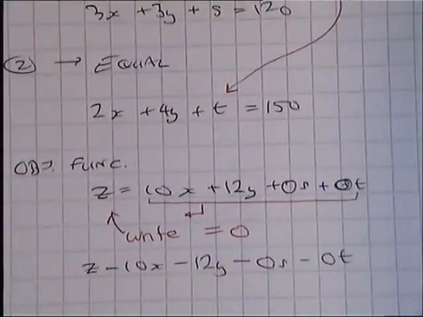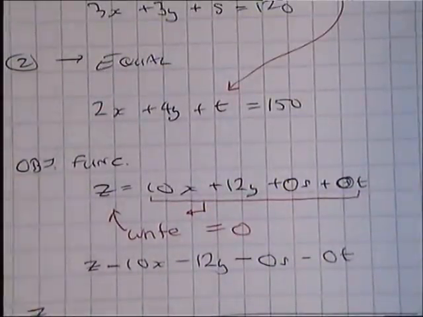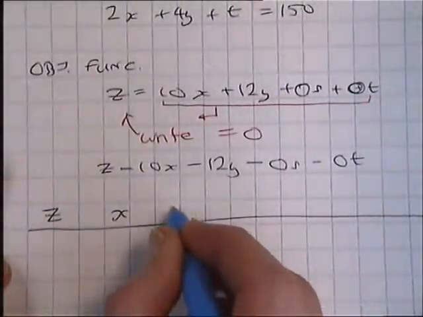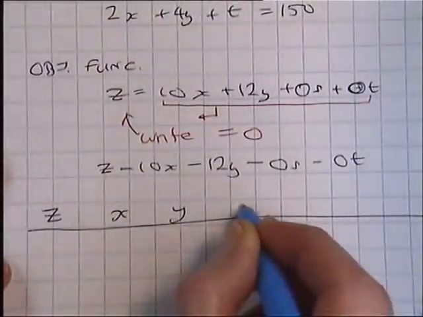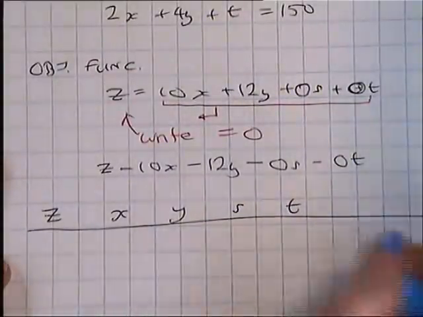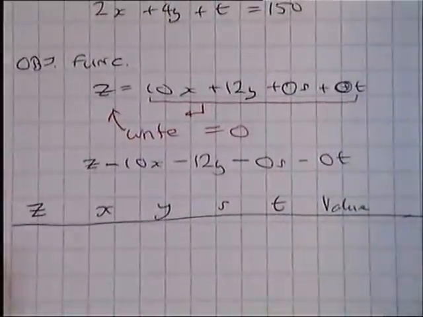And then what I do is I write it in a tabular form. So I'm going to write that now in a tabular form, and you do it like this. You have a z column on the left, an x column, a y column, an s column, a t column. That's every letter we've come across so far. We have a value column, and then we have space at the end to make any notes.